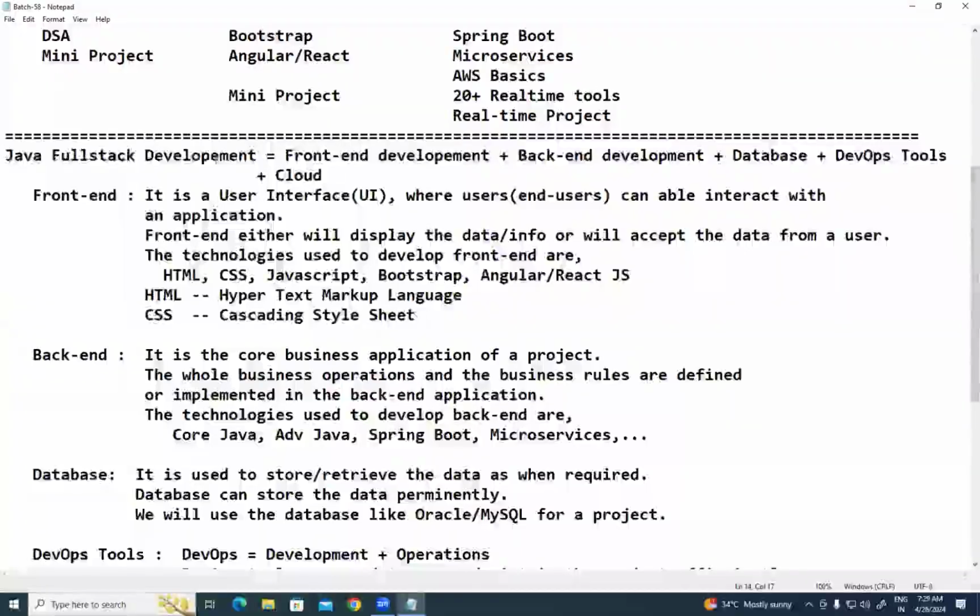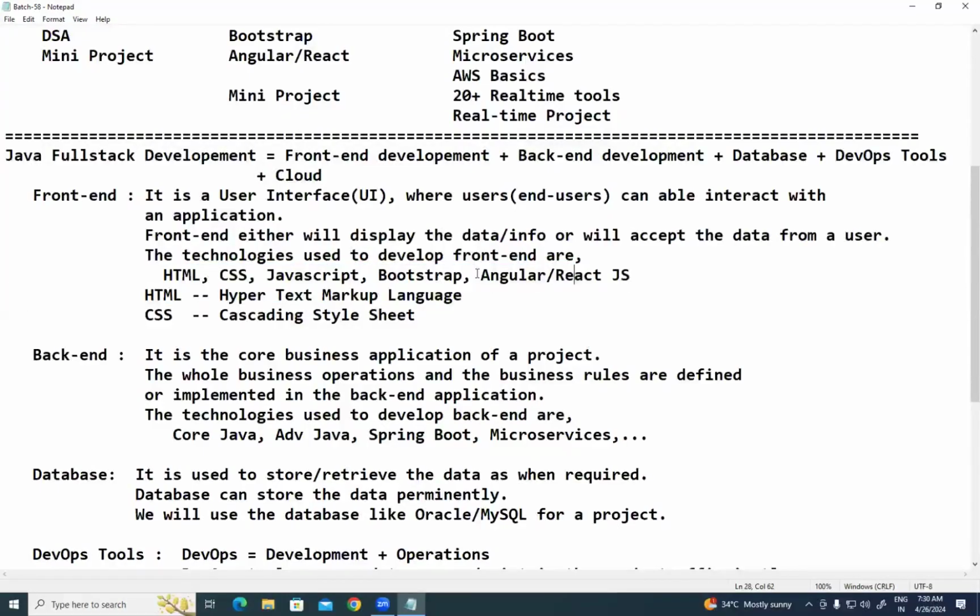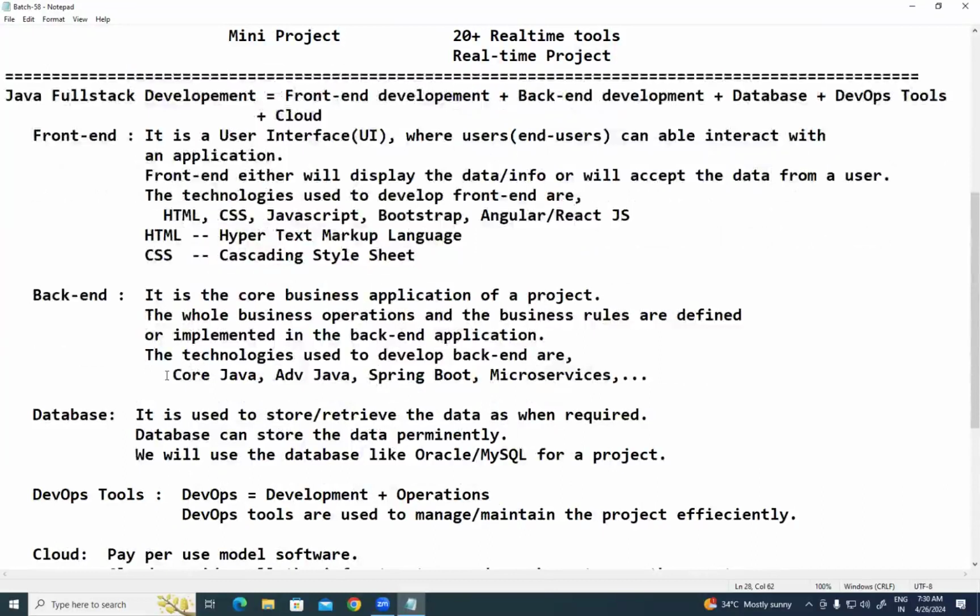Coming to this full stack development course, folks, as I said yesterday, full stack development means you are going to learn front end development, backend development, database, some DevOps tools, and also the basics of cloud. In front end development, you are going to learn HTML, CSS, JavaScript, Bootstrap, and Angular or React. You can choose any one of the two, that's your wish. In backend development, of course, we are going to start with core Java.